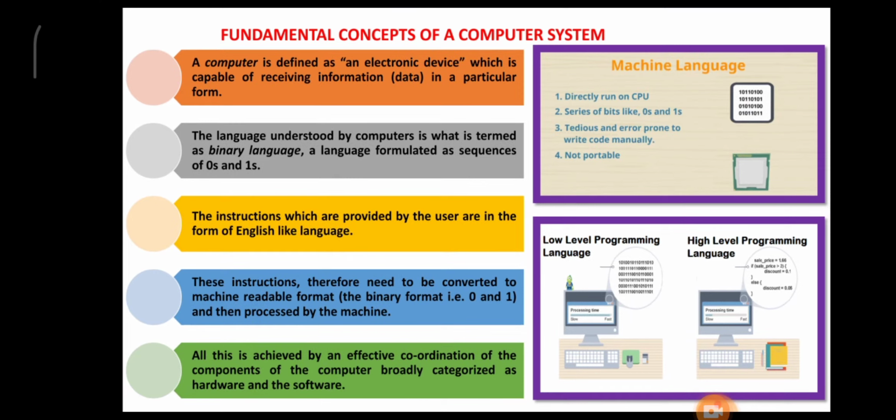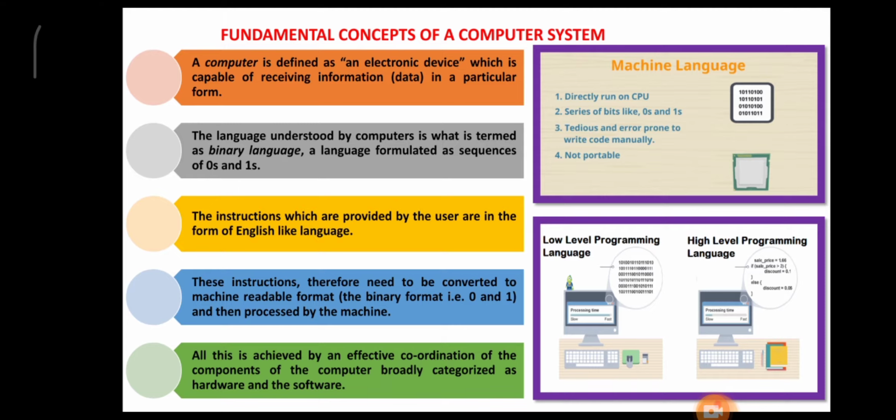So the third point is the instructions which are given by the user are in the form of English-like language. So human beings normally use English, so they type a coding or a program in the form of simple English which another human being can understand, but a computer cannot understand the English language, so the same has to be compiled or interpreted in the form of 0 and 1.